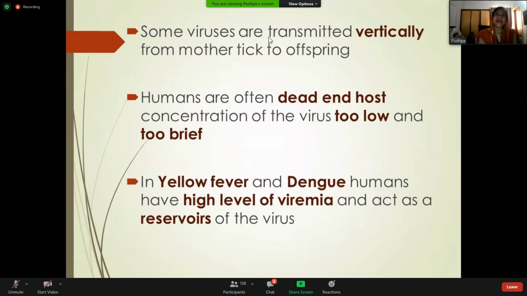Some viruses are transmitted vertically from mother tick to the offspring. Humans are often dead-end hosts. The concentration of virus is too low and too brief. Usually this happens, but in severe cases we see complications. In yellow fever and dengue, humans have a high level of viremia, and they act as a reservoir for the virus.